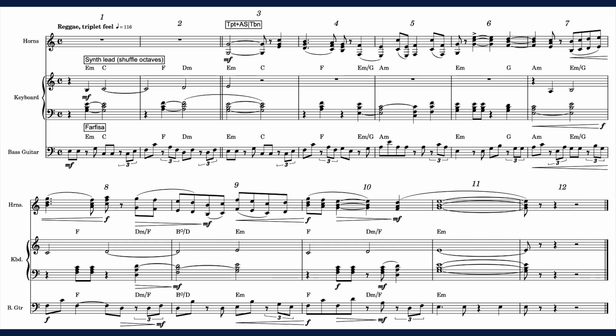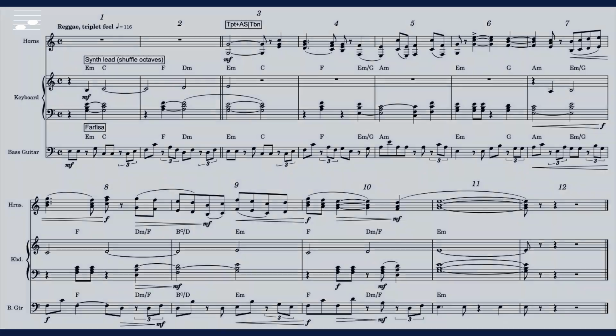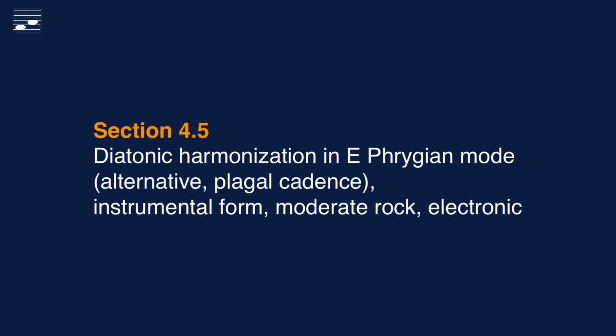I definitely was more pleased with this alternative instrumental form. It also is evidence of how the Schillinger diatonic harmonization approach can be applied in a contemporary music idiom. The final example is a fresh harmonization of the melody, also in E Phrygian minor mode.